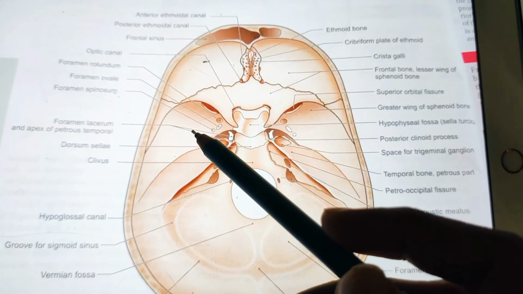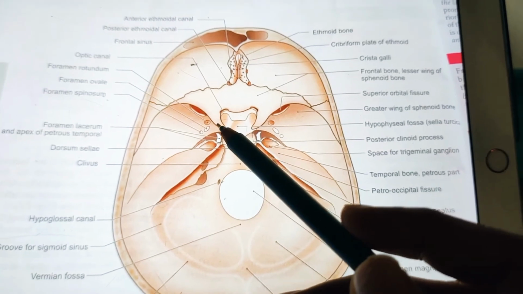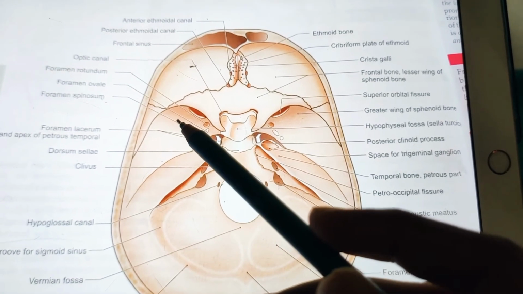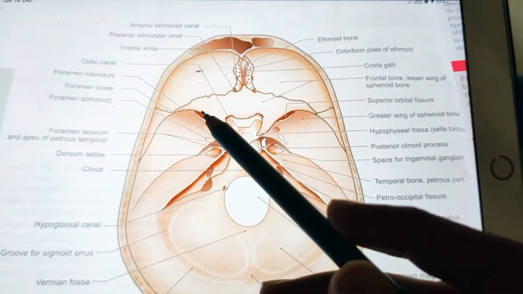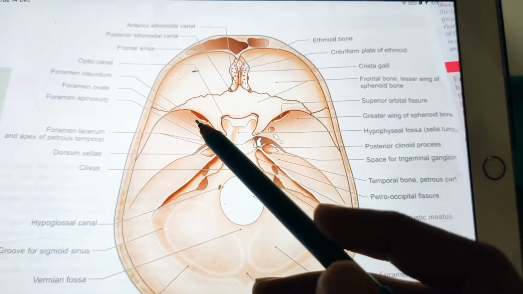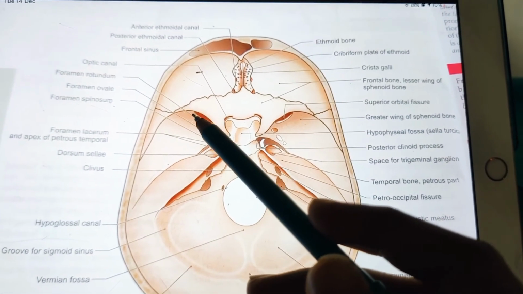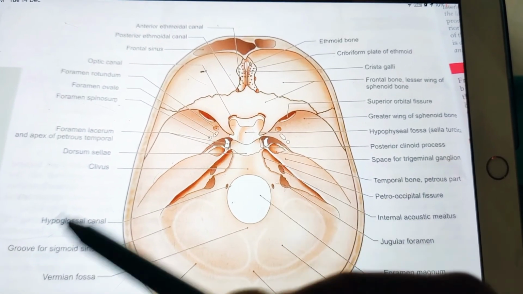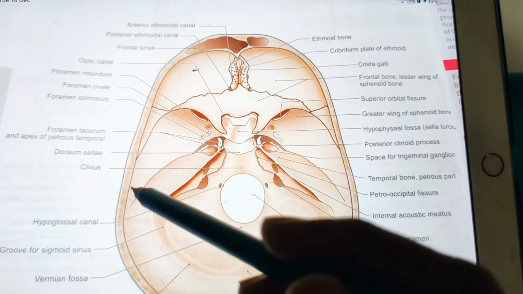anteriorly into the orbit. It is bounded above by the lesser wing, below by the greater wing, and medially by the body of sphenoid. The medial end is wider than the lateral end. The long axis of the fissure is directed laterally, upwards and forwards. The lower border is marked by a small projection which provides attachment for the common tendinous ring of Zinn, and this ring divides the fissure into three parts. Actually, this superior orbital fissure is divided into three parts by one ring that is called the common tendinous ring of Zinn.